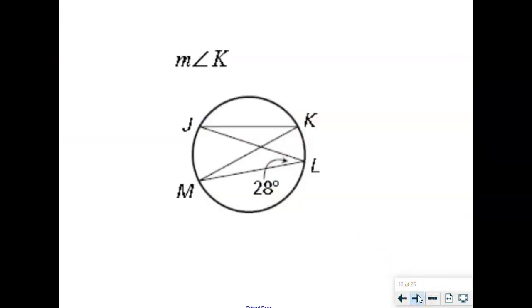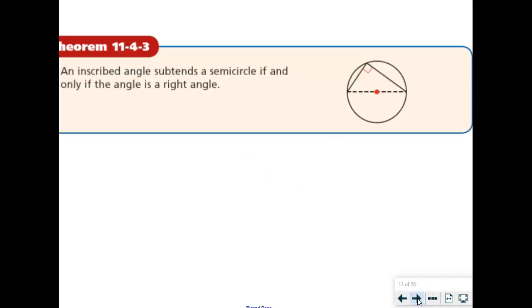Well, let's look at some examples. So I need to find angle K. Notice how angle K and angle L are both going to the same arc, JM. Since this is 28, well, no, we don't need this arc right here. We just need to know what is K. So, since it's going to the same arc, these are equal. So, angle K is 28 degrees. Alright, apparently I've got some other problems coming up where I'll be using that method again in a minute. So, we'll come back to that.